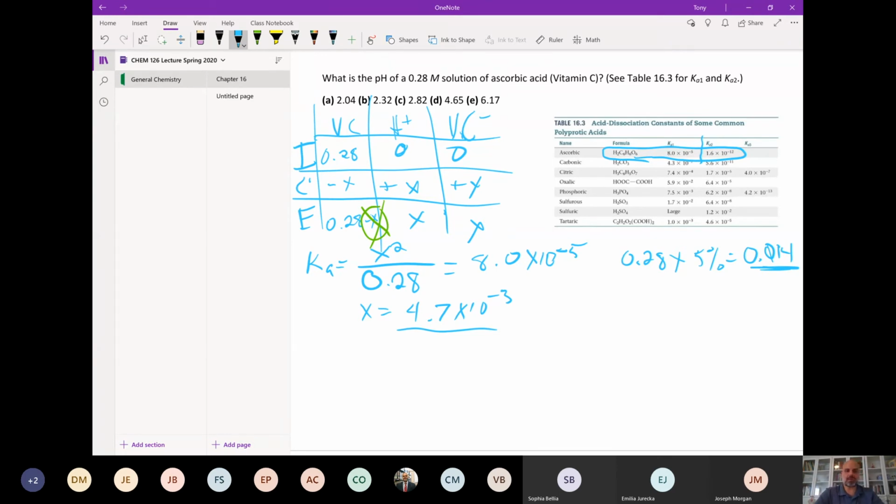So you can make the assumption here, and we simply then plug this into the pH equation, where the pH is equal to minus the log of 4.7 times 10 to the minus 3, which gives us a pH of 2.32.